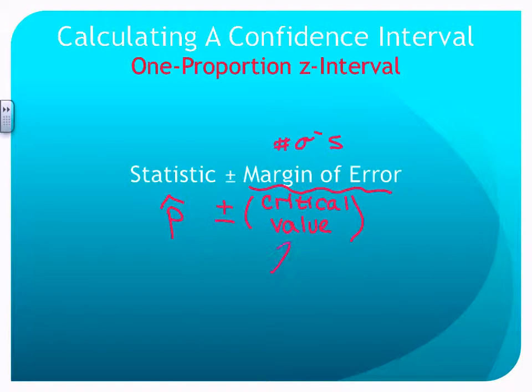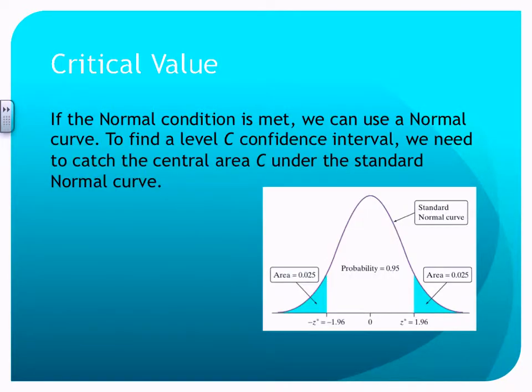And again, that critical value is found with your C% confidence interval. Okay, and to that we're going to multiply a standard deviation. The standard deviation we'll talk more about a few slides away from that. Okay, but first let's focus in on our critical value.